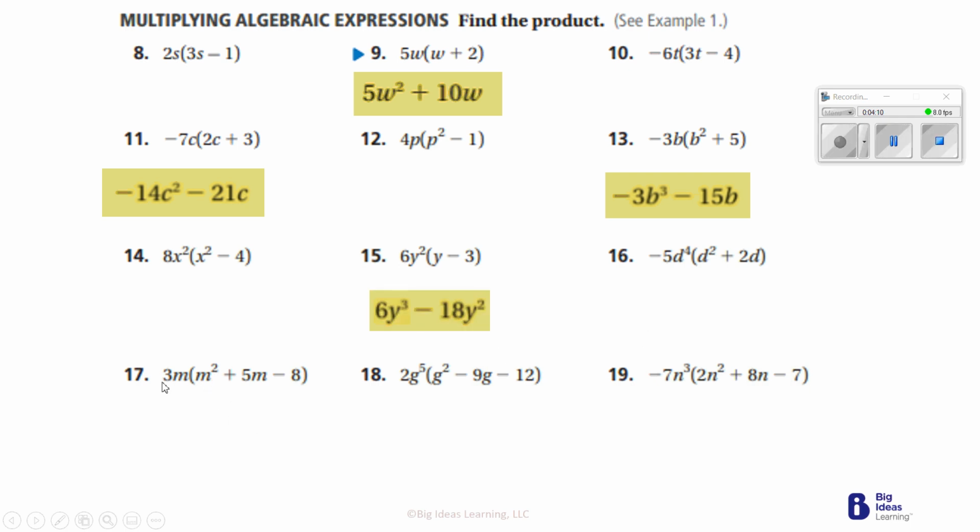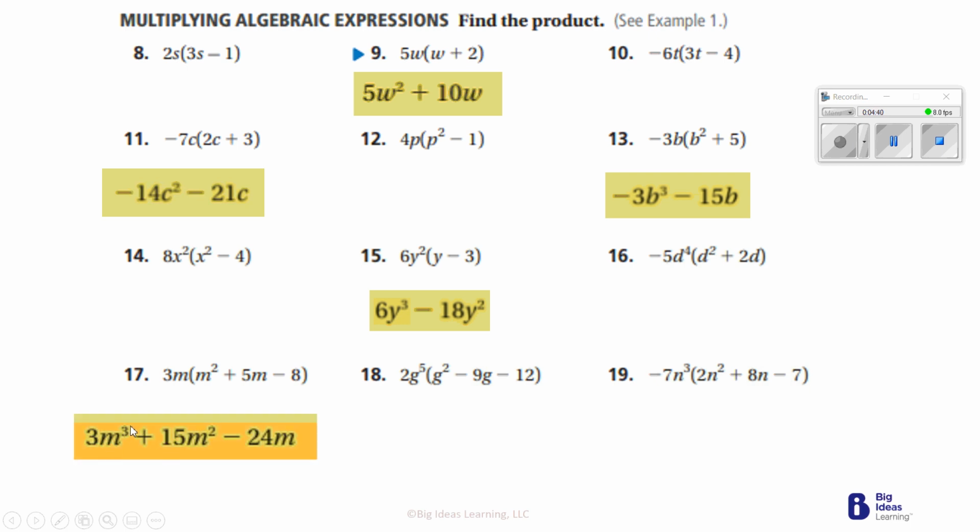17 is next. Looks like I'm going to have to take this 3m and distribute it to all of these because none of these can be put together. This 3m times m to the second power will be 3m to the third power. 3m times positive 5m will be positive 15m to the second power. And 3m times negative 8 will be negative 24m. And there we have our answer.